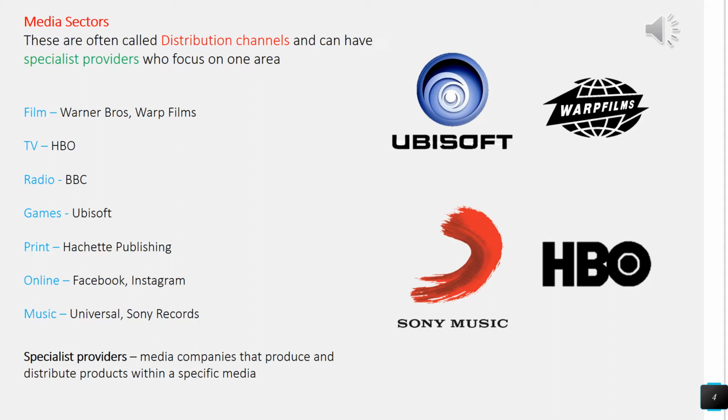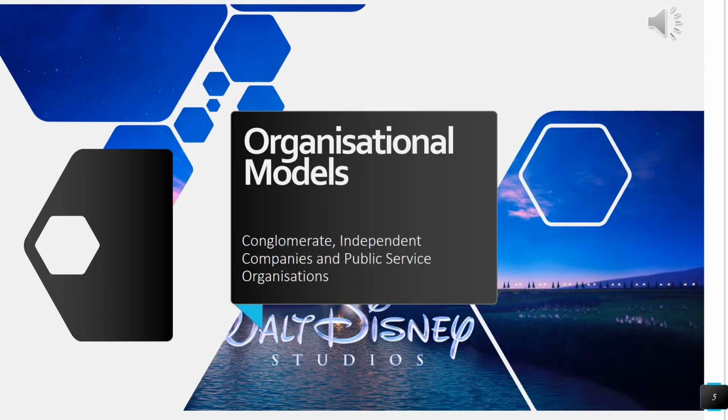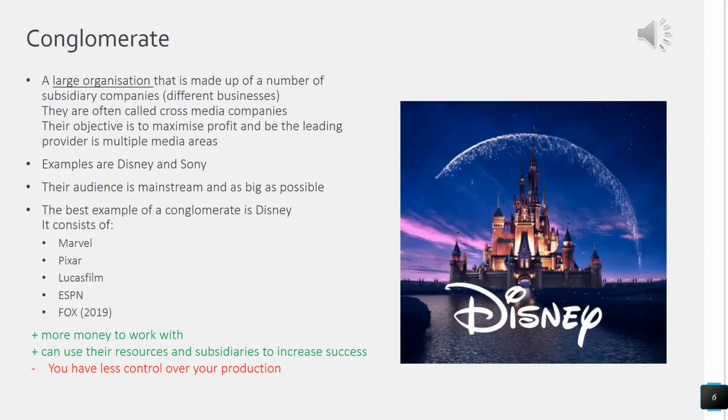Now these are specialist providers, they all focus on one particular area, but they might be part of a bigger organisation, and that's what we need to look at. So we're going to look at the 3 different organisational models that you need to know for this unit. We're going to look at conglomerates, independent companies and public service organisations. So let's start with the conglomerate.